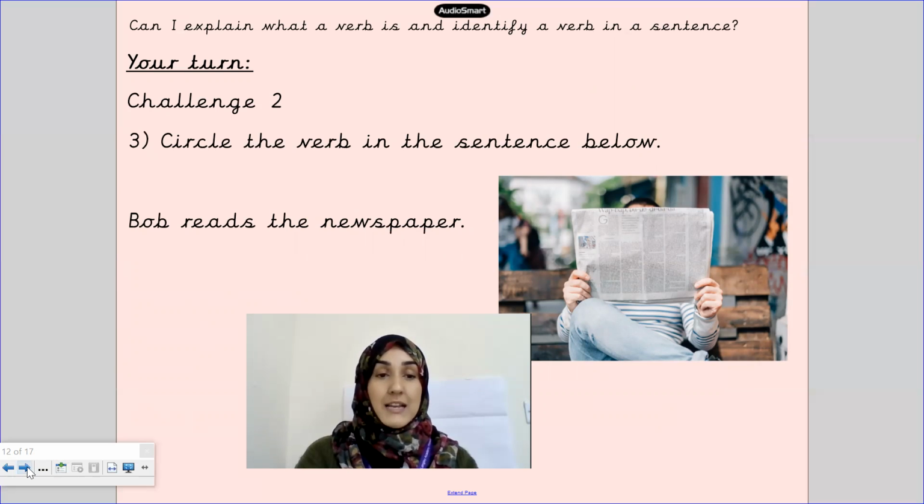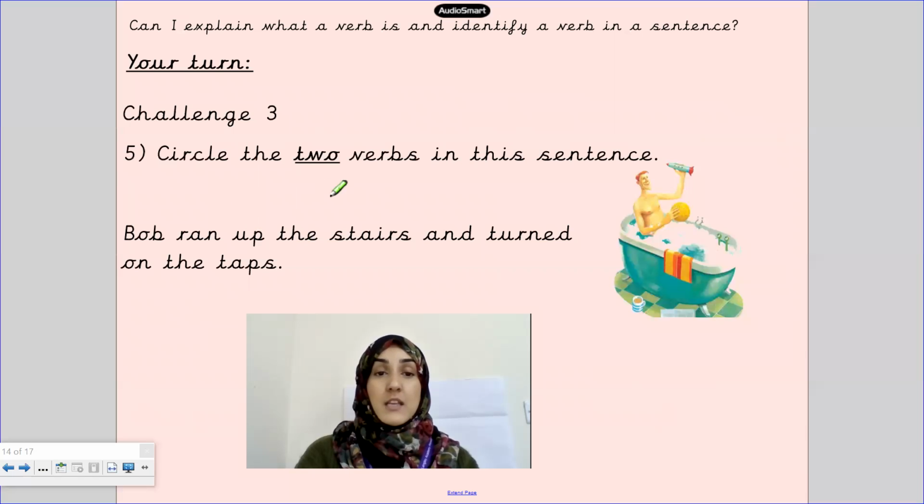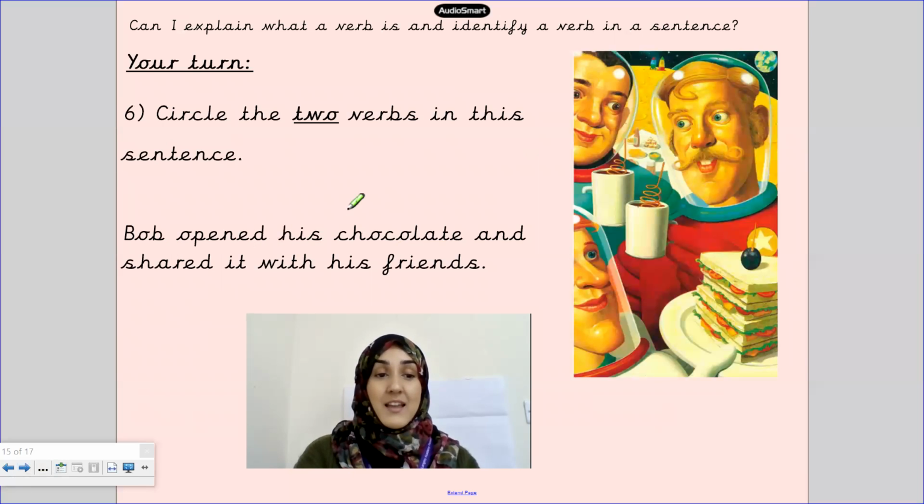Okay. This is your second sentence for challenge number 2. This is your sentence. Yesterday was Tuesday and I wore my slippers all day. So pay attention, there are 2 verbs in this sentence. Challenge 3, circle 2 verbs in this sentence. Bob ran up the stairs and turned on the taps. Okay, next one. Again, 2 verbs. Bob opened his chocolate and shared it with his friends.